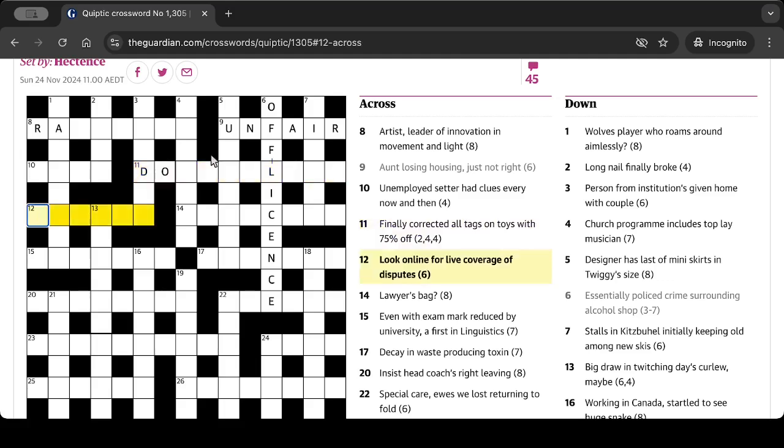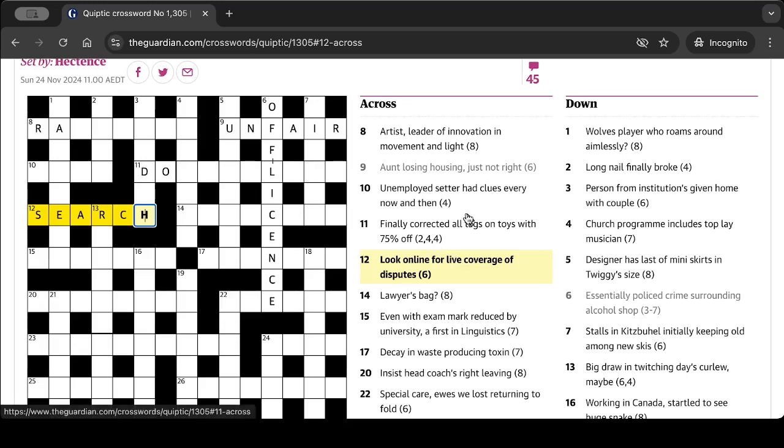12 across. Look online. Okay, that could be the word search. Let's just throw it in for fun. For live coverage of disputes. So live coverage could mean that we're looking at a homophone. Disputes could be fights or brawls or something like that. So I reckon what we've got is a homophone of a word for disputes that means look online, so seeks or searches or something like that.